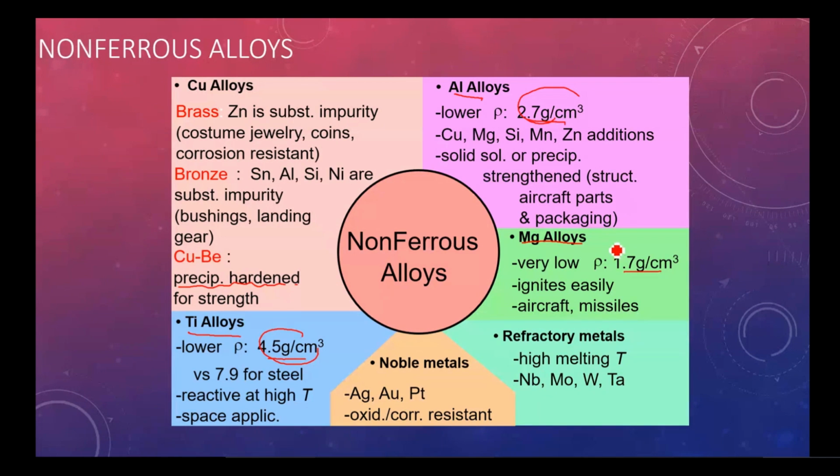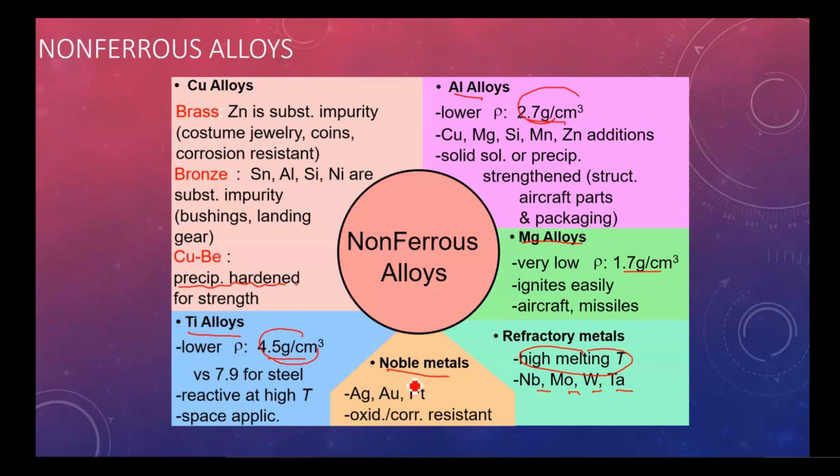All right. ठीक है सर. And then you have refractory metals. They have niobium, molybdenum, tungsten, tantalum. They are basically refractory materials. They have high melting temperature, so they are used as refractories in steel industry or in other industries.